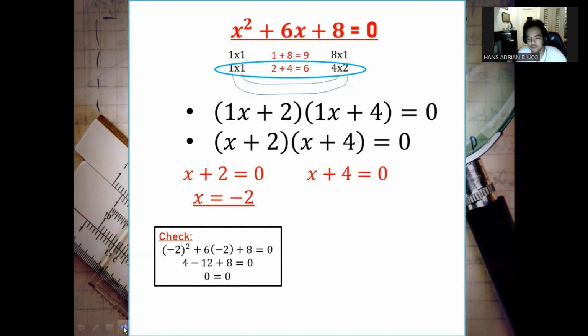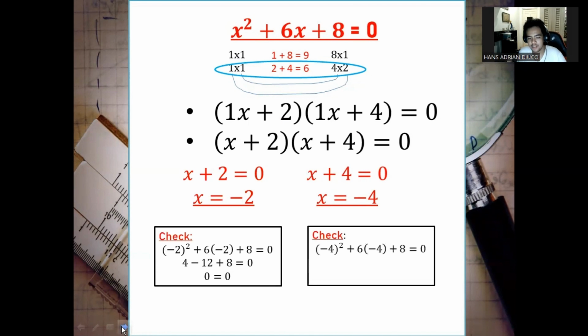Now for the second one, it's x plus 4 equals 0. It's equal to -4, correct? You guys are getting this. Hopefully you get this next one. Okay, so we'll check. Yes, -4 squared plus 6 times -4 plus 8. 16 minus 24 plus 8 equals 0. Is it? Yes, it is. 16 plus 8 is 24. 24 minus 24 is 0.